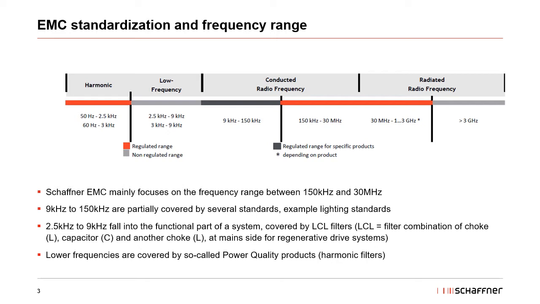So for example, lighting standards. For 2.5 kHz to 9 kHz, we are able to offer LCL filter solutions or just a combination of different components, for example only L or LC. This is usually used at the mains side for regenerative drive systems if you want to feed back into the grid. And for lower frequencies, we are covering the frequency range with our product portfolio of power quality products and harmonic filters.